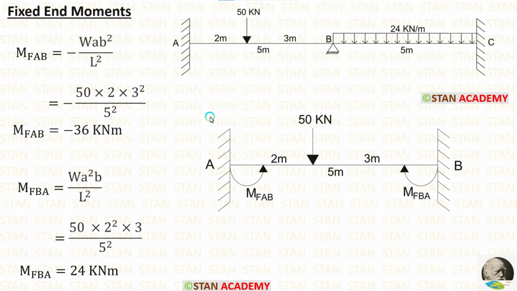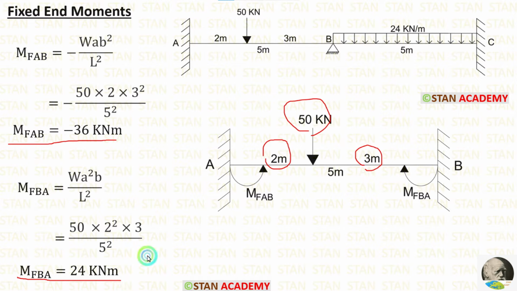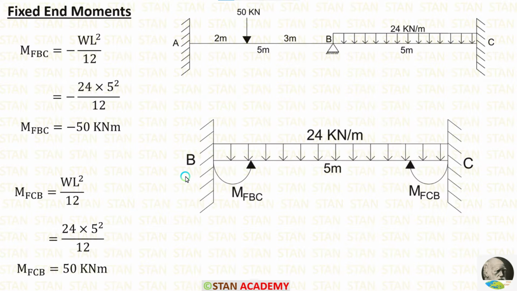Let us apply the values inside the formulas. W is 50, A is 2 and B is 3. After calculations, we are getting M of AB is equal to minus 36 kN meter and M of BA is equal to 24 kN meter.